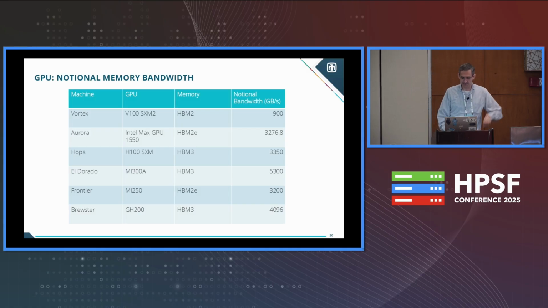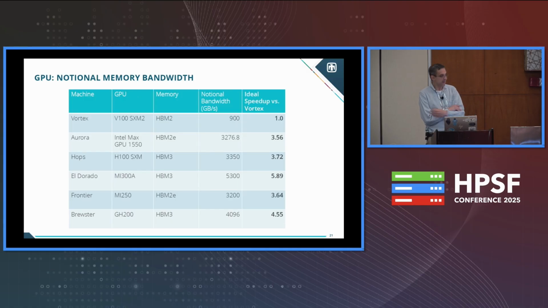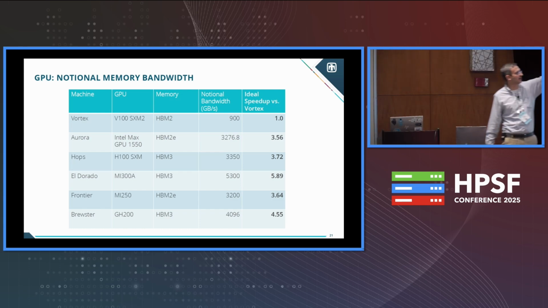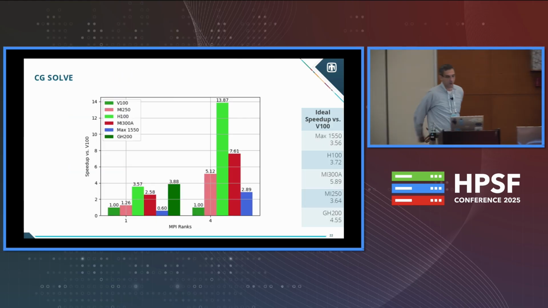So we're going to look at a subset of those tests here. But again, here is our sort of speed-ups versus Vortex. We want to see 5, almost 6-ish from our MI300A, 4.5-ish from Grace Hopper, and we want to see about 3.5 from everything else. Well, what do we get? We're going to start with CG Solve.